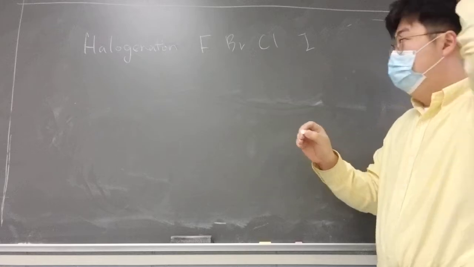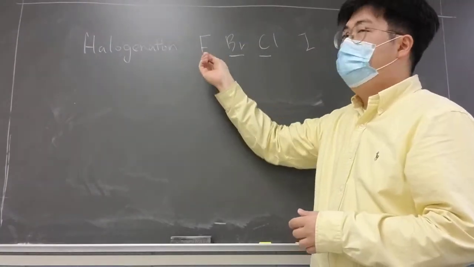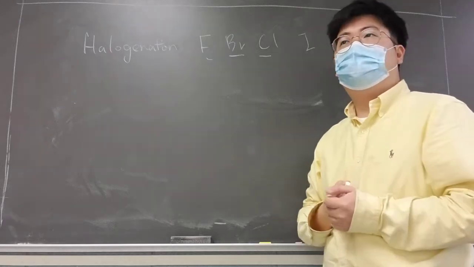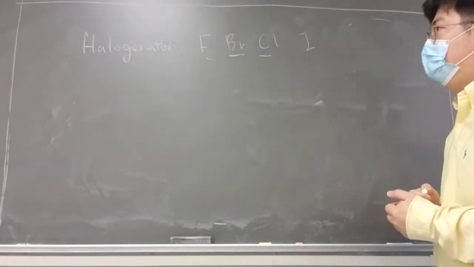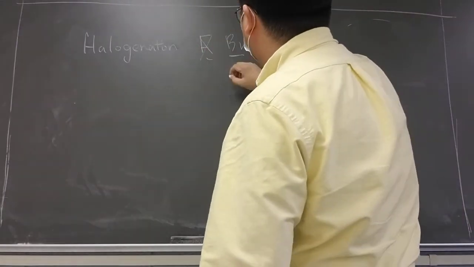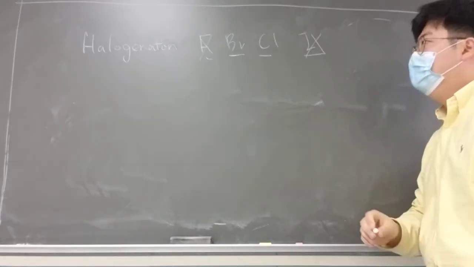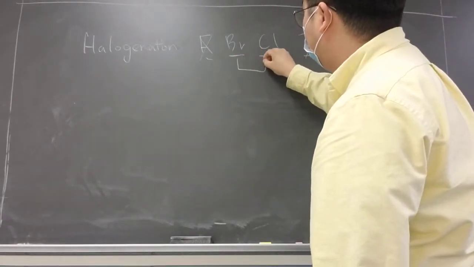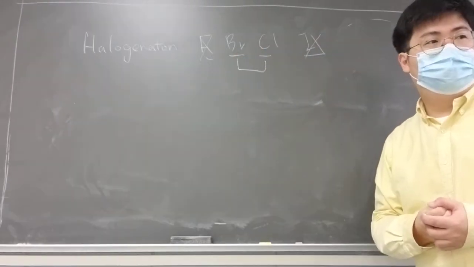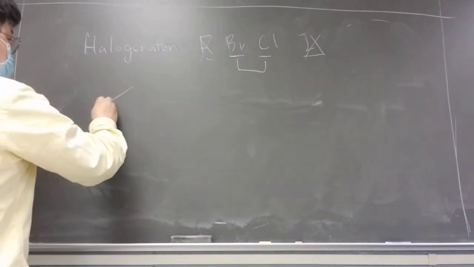We normally only do these two. The reason is that fluorine is too reactive, so in industry and research they can't really control how it works, so we don't normally use it. And this one is too non-reactive. So normally we use bromine and chlorine for halogenation of the alkene. I can give you one example here.